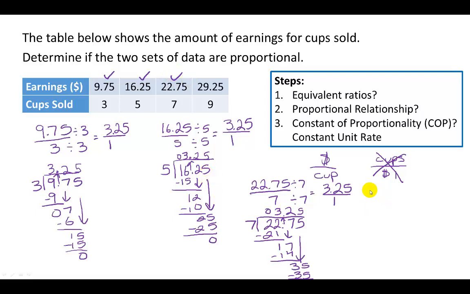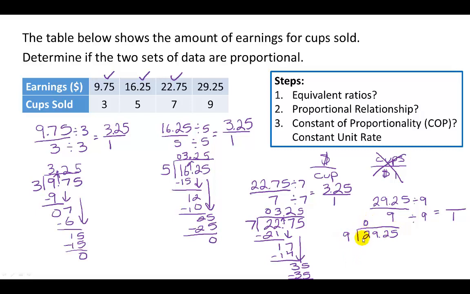The final one is 29.25 for 9 cups sold. We're going to divide by 9 to get a 1 on the bottom. If we divide by 9 on the denominator, we divide by 9 in the numerator. 29.25 is on the inside, and 9 is on the outside.